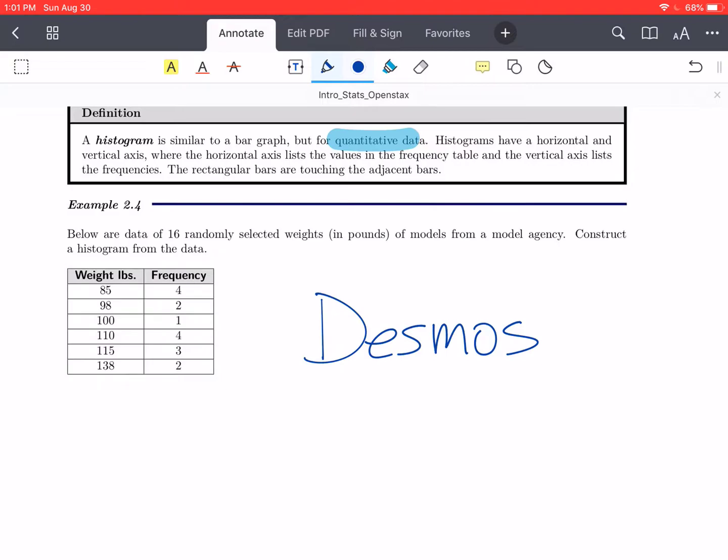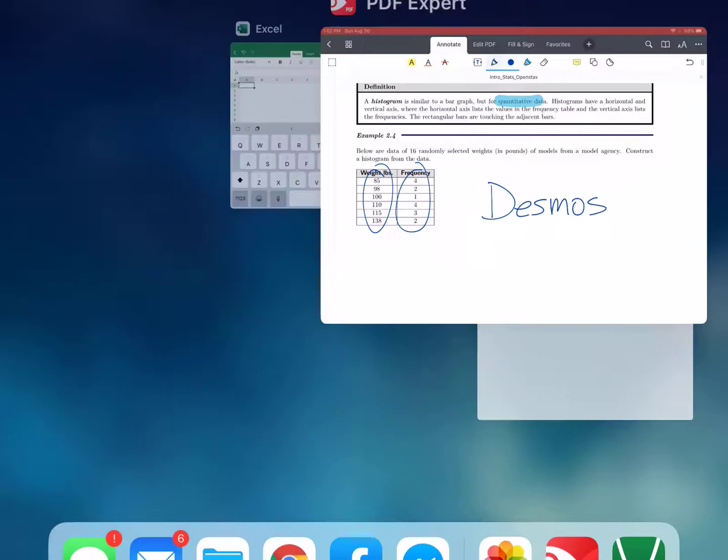Desmos is a great tool, especially for these types of graphs. So what we would need to do is take each of those weights, put them into a table in Desmos, and make sure to put them down the correct number of times. So I'm going to switch over now.